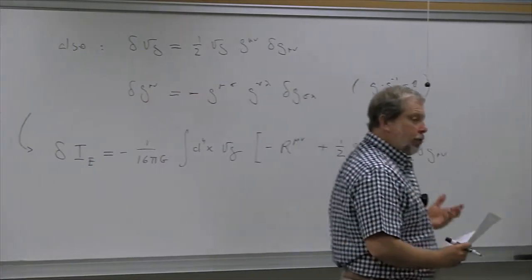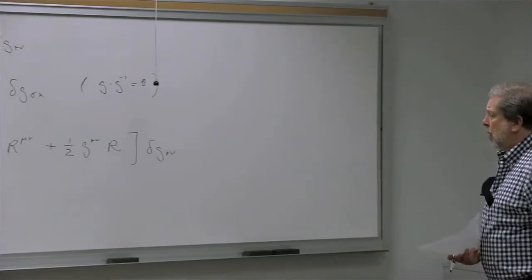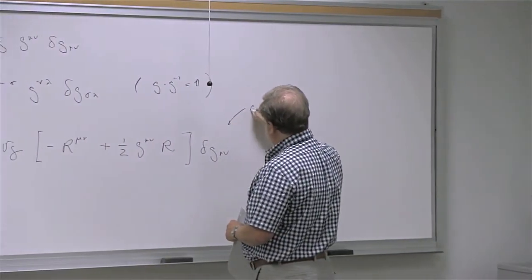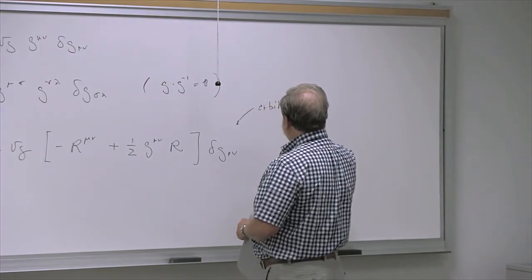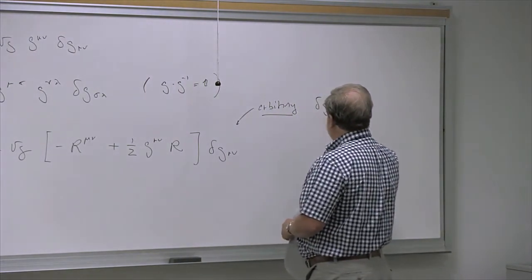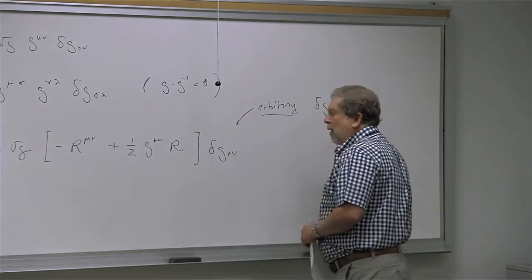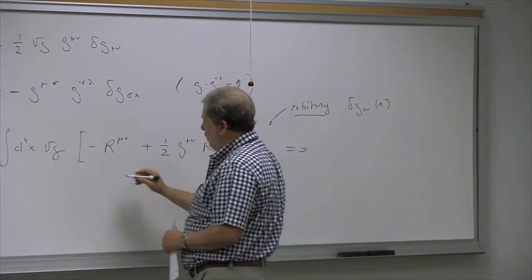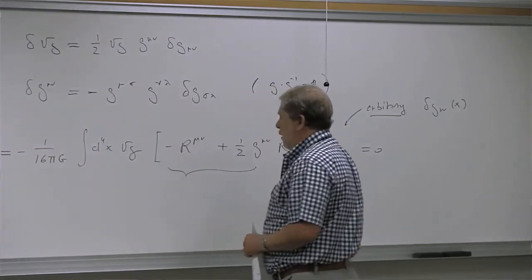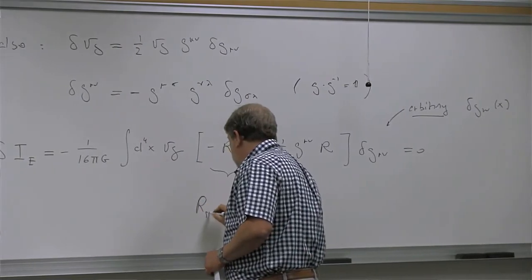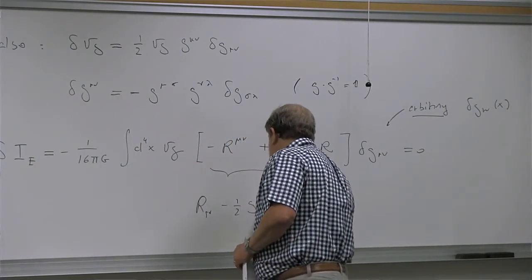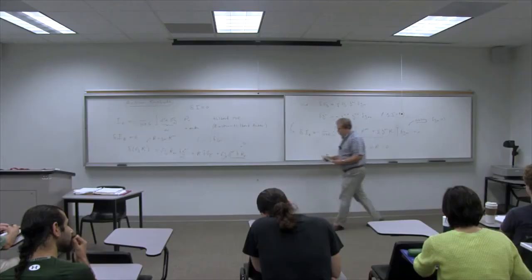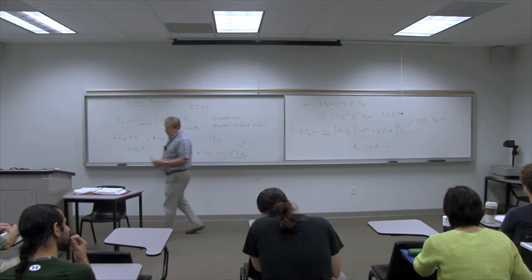And now we use the usual argument that we have when we do the variation with respect to a field or a coordinate, and that is that this variation is arbitrary. So there is an arbitrary dg mu nu of x at every point. And so in order for this variation to be identically 0, we have to have that the integrand is 0. So that implies that we have R mu nu minus 1/2 g mu nu R is equal to 0, which is the field equations in the absence of matter.